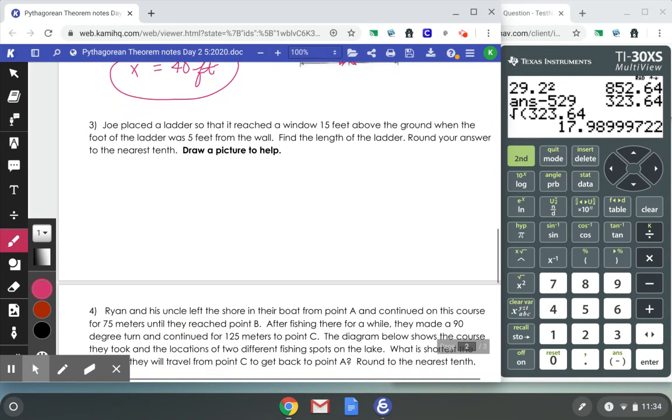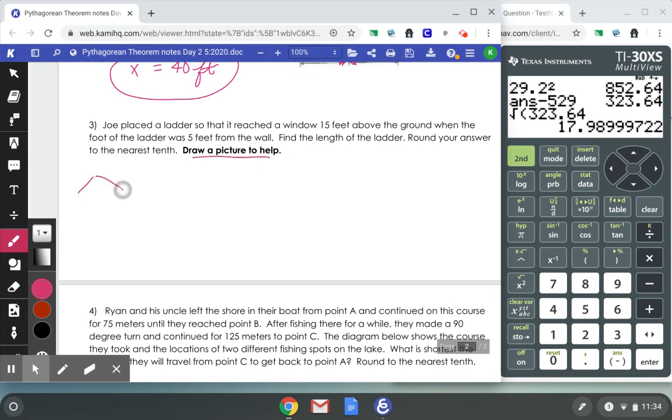Next example. Okay, Joe placed a ladder so that it reached the window 15 feet above the ground when the foot of the ladder was 5 feet from the wall. Find the length of the ladder, round your answer to the nearest tenth. Draw a picture to help you.